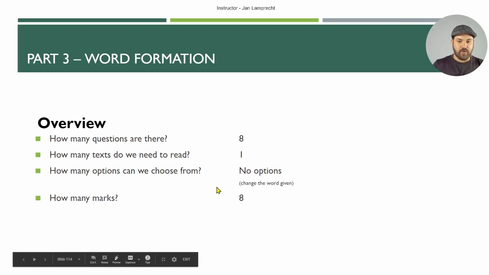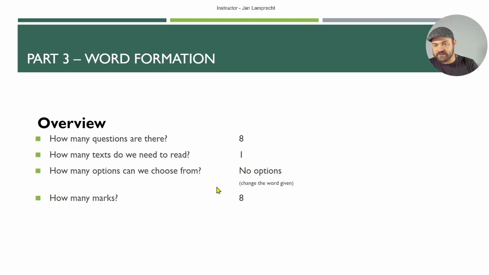Here we are for part 3 of the reading and use of English. Now, this part 3 is called word formation. And let's look at a few basic questions. How many questions are there? Now, there are 8 questions.